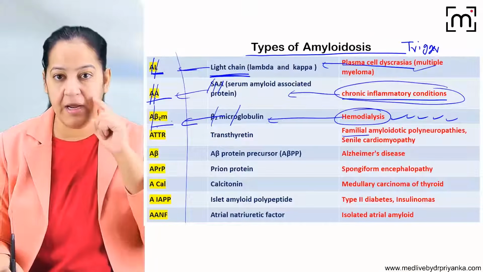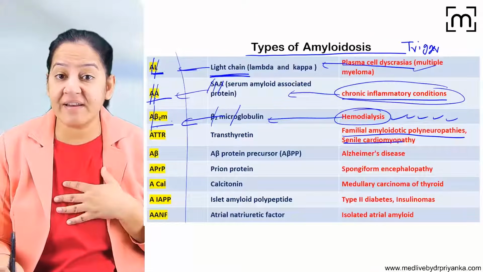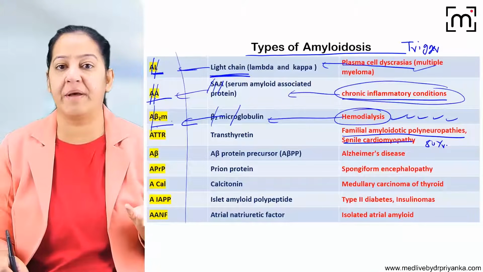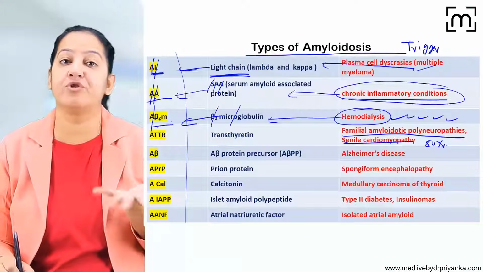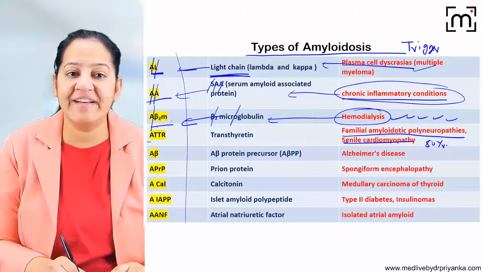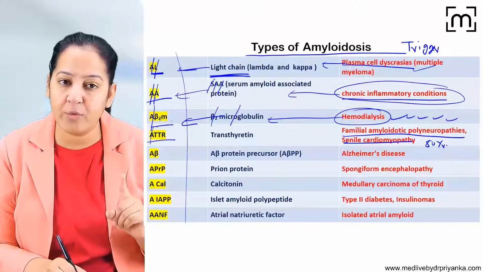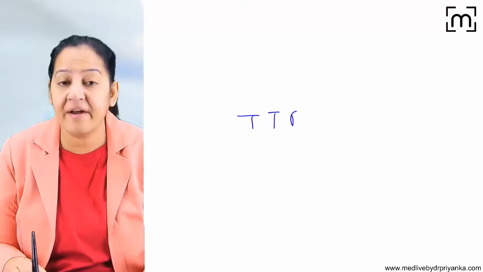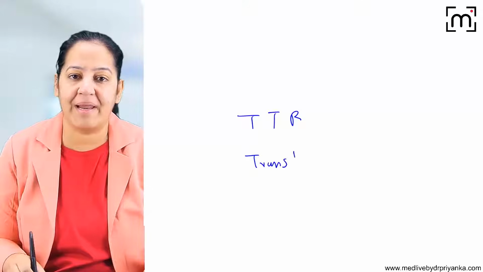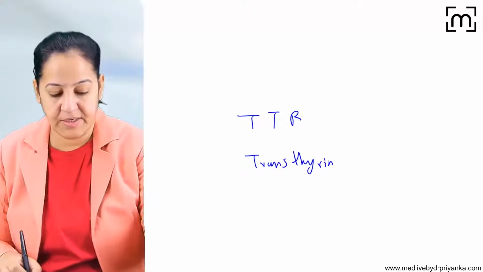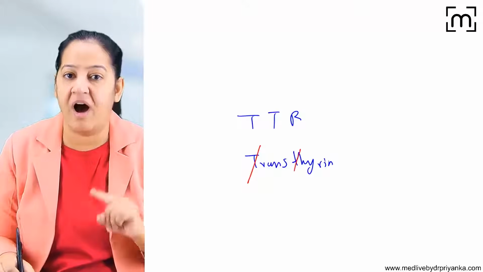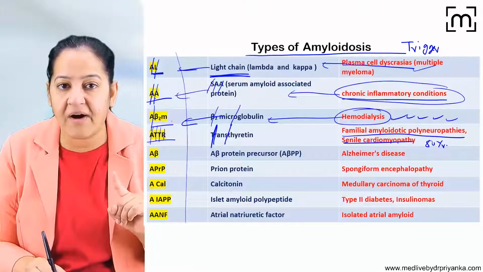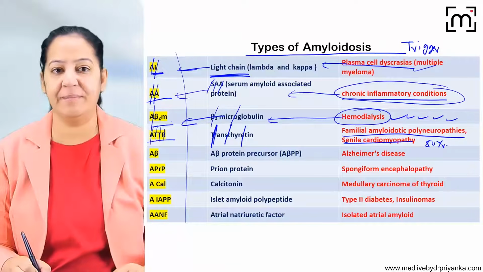Imagine a person who is having polyneuropathy or senile cardiomyopathy. The person is 80 years old and has senile cardiomyopathy or polyneuropathy. Such a person will have amyloidosis in future. Which type? It is known as ATTR. What is ATTR? A is amyloid. What is TTR? Transthyretin. So this is the spelling. We call it TTR. TTR is transthyretin. Please learn. So it is made up of transthyretin.